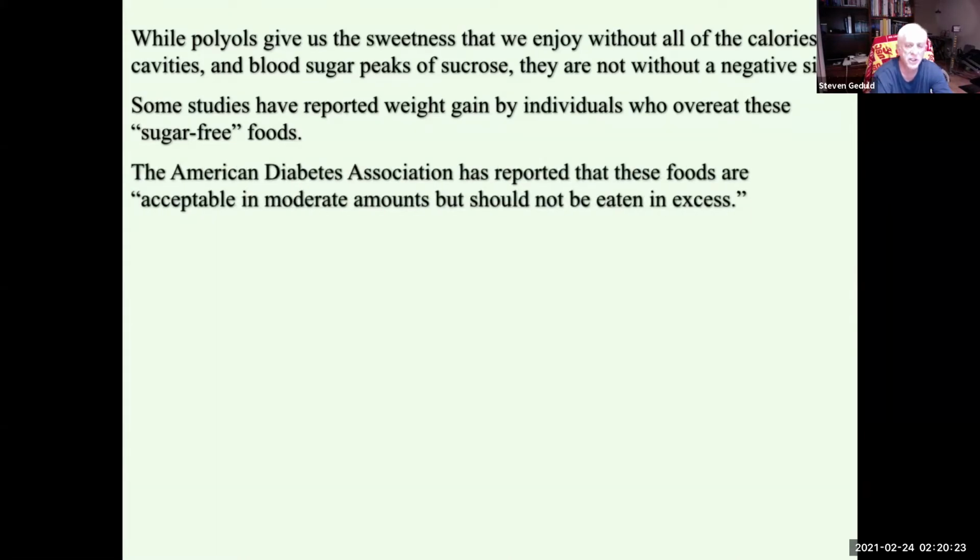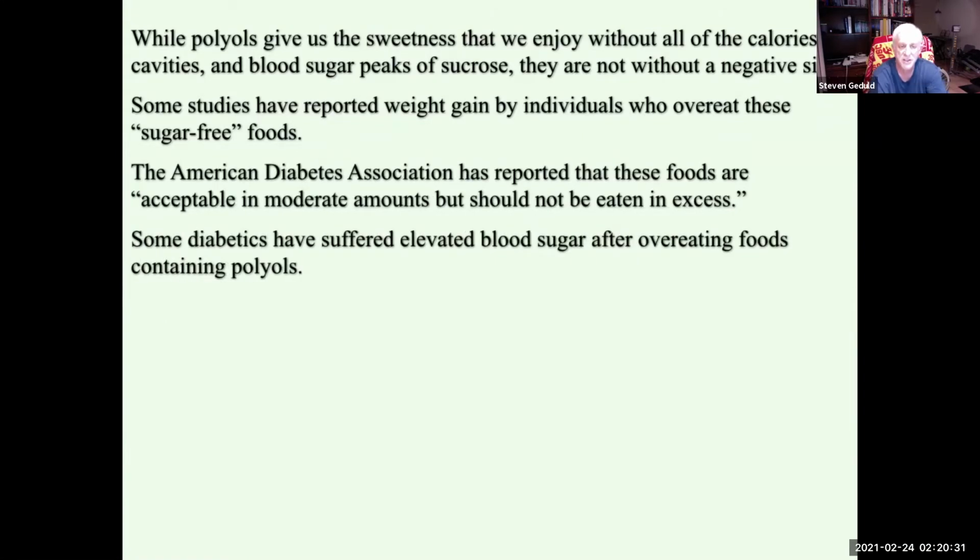The American Diabetes Association reported that these foods are acceptable in moderate amounts, but should not be eaten in excess, just like anything else. You don't do it in excess. Some diabetics have suffered elevated blood glucose after eating foods containing these polyols. So it has the same blood sugar raising effects as sucrose.